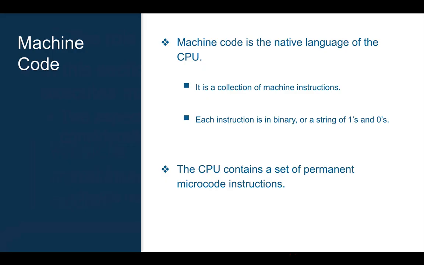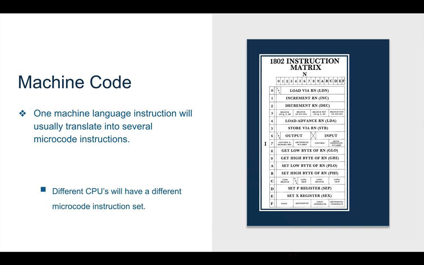So machine code is the native language of the CPU. Okay, it's a collection of instructions that tell you what the CPU is going to do. Okay, each instruction is in binary or is a set of ones and zeros. Okay, so machine code is ones and zeros. We are going to look at next lesson how it gets from my source code to the ones and zeros. Today we're just simply looking, okay, once it is the ones and zeros, how does the CPU actually handle it?